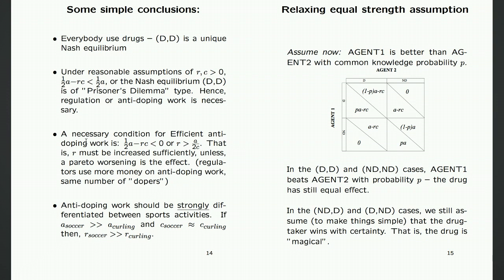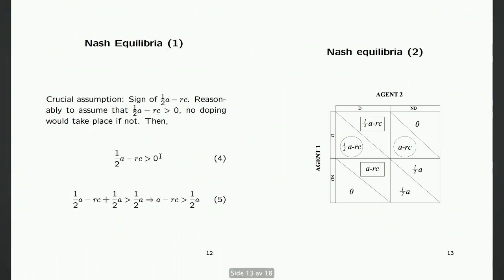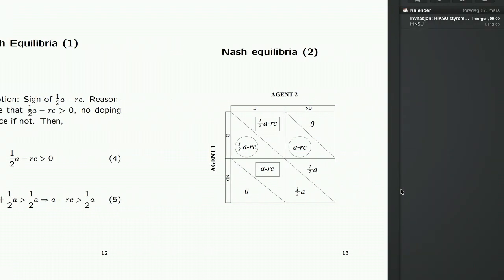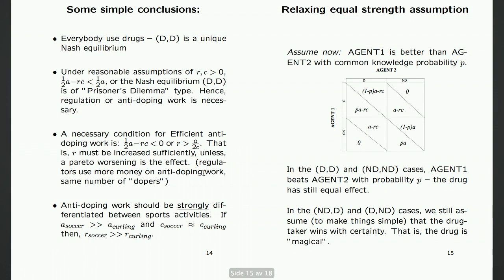Then if you look at the actual structure here, it says that a necessary condition for efficient anti-doping work. Efficient anti-doping work would be the opposite. In that case, we would have half an A minus RC being less than 0, and that would be no doping. Okay. Then we have a single unique Nash equilibrium down here. To achieve that, we can look at this inequality, or if we like, we can write it like this. Throwing RC on the right hand side and dividing by C, we get that R must be bigger than A divided by 2C.